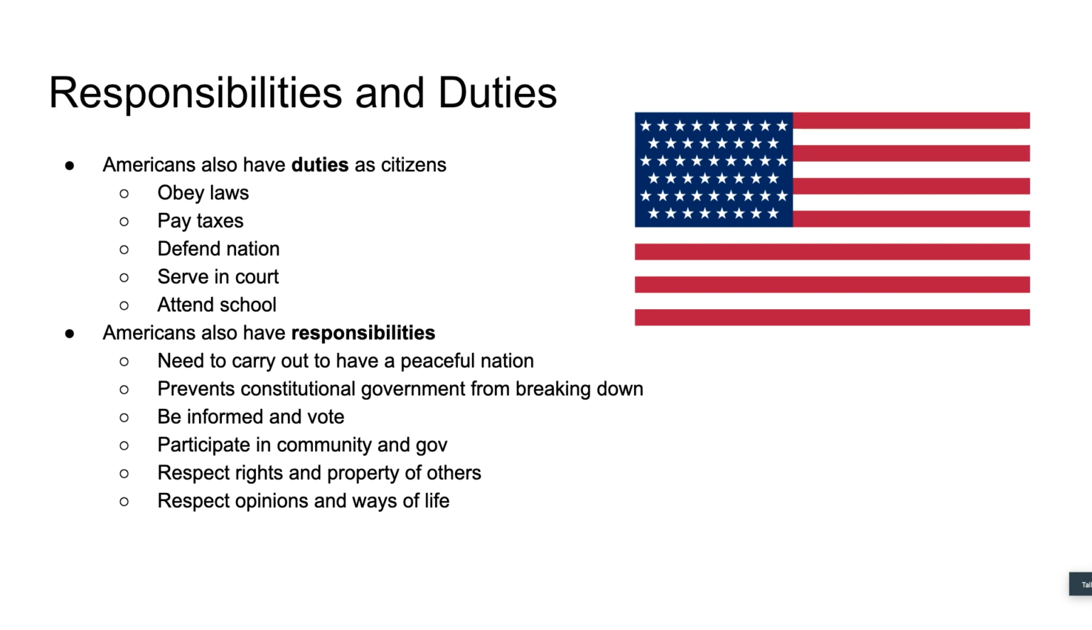Aside from these duties, there are also some responsibilities that we have to do as American citizens. We have to do these in order for us to have a peaceful nation. It also prevents the government from breaking down because we are being responsible citizens. So the first one is we have to be informed, and we have to know what's going on in our society and in our country, and we have to go out and vote. That is one of the ways that our voice is heard and how we express ourselves. We're also responsible for participating in our community, maybe even joining government. And we have a responsibility to respect the rights and the property of others, the same way as we have to respect opinions and ways of life. Not always are we going to agree with people, but we have to at least respect them. Okay?